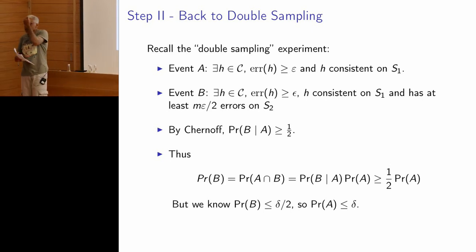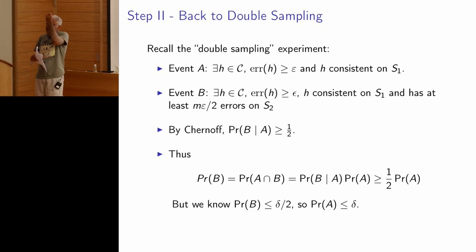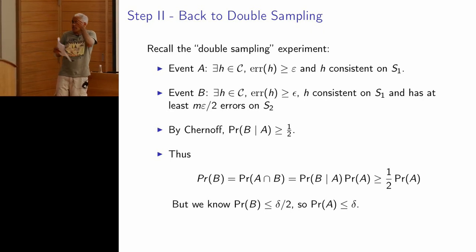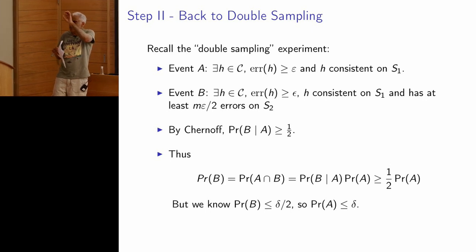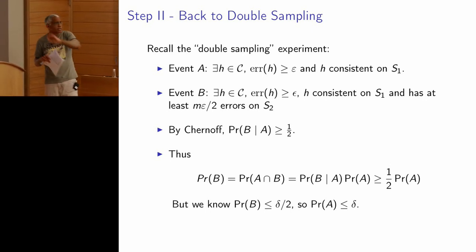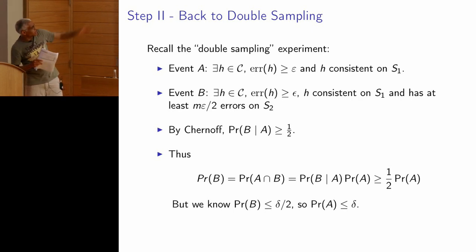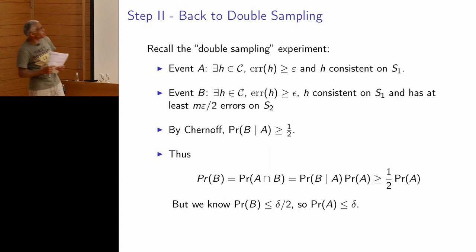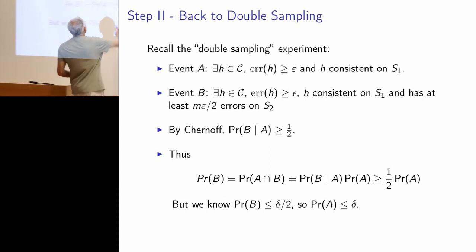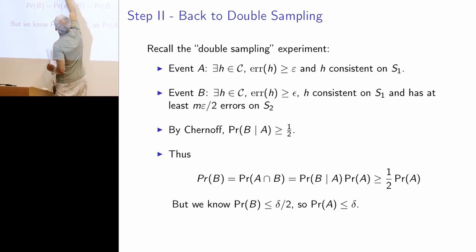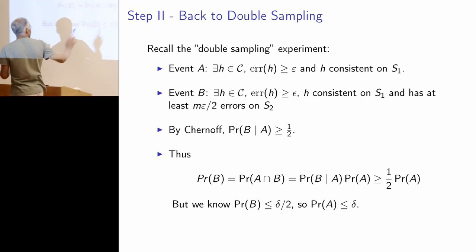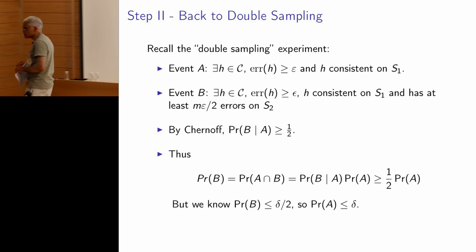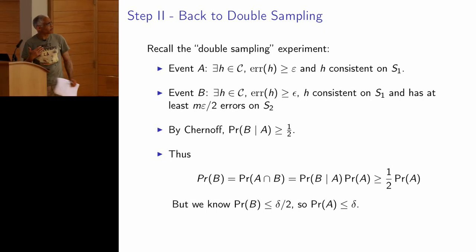So if I fix a single hypothesis, then on a sample that's big enough, the error rate is going to be close to the true error rate. And that is what gives this line. Basically then we're home free, because we're interested in bounding the probability of A, and we already have a bound on the probability of B, and we know this is greater or equal to a half. So with some simple arguing, we're home free.